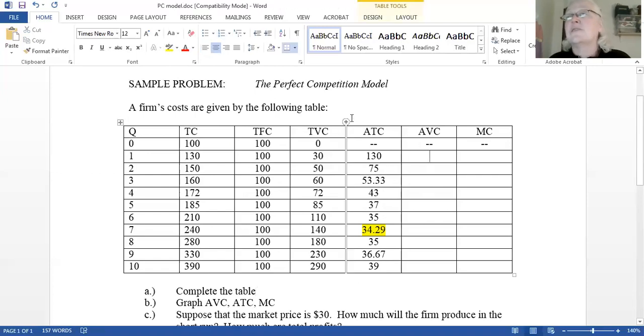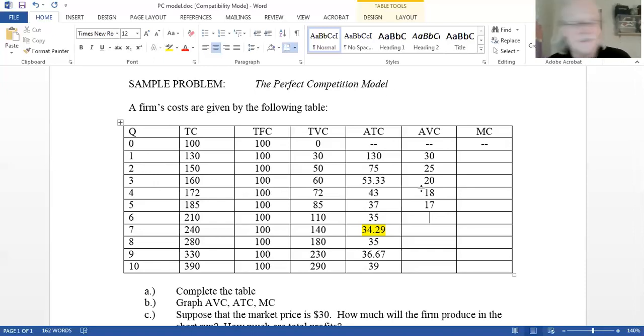Same thing. I'm just going to take the TVC column now and divide it by the quantities 1 through 10. So the first one, 30 divided by 1 is 30. 50 divided by 2, 25. 60 divided by 3 is 20. 72 divided by 4 is 18. 85 divided by 5 is... is that right? 85 divided by 5. I need to double check myself. I thought it was 17 and it is.